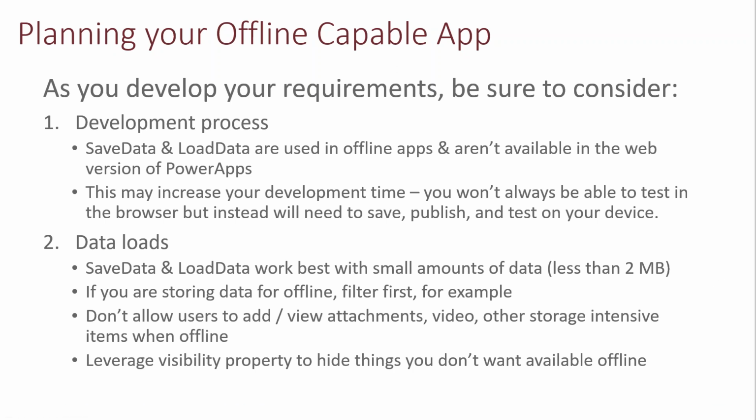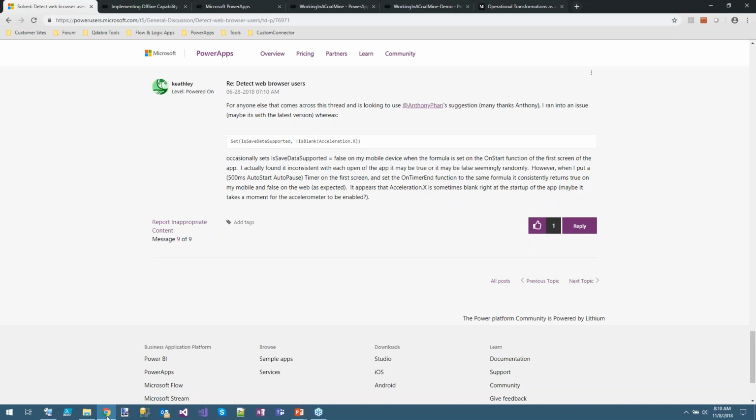Now let me find my web browser here. I found this discussion, and I've got a link to this in the slides, and you may want to take a look at it, that talks about how you are going to work around these functions not being available? And what they suggested was checking for the presence of acceleration, with the idea that mobile devices have accelerometers. I hope I'm pronouncing that right.